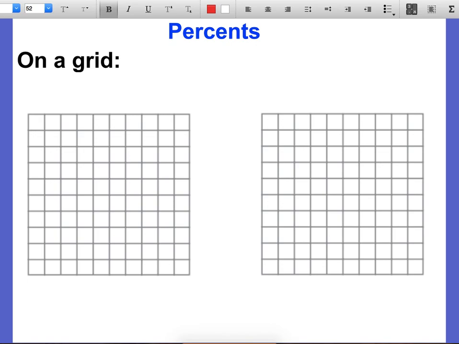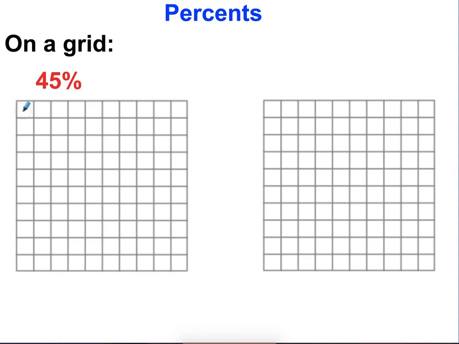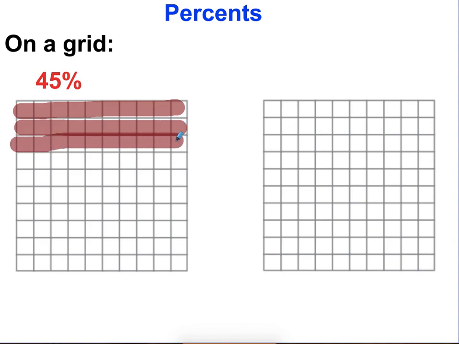Remembering that they're out of 100, let's look at a couple examples of what a percent looks like. Each of these grids has 100 on them. So let's say, what does 45% look like? If we're asked to fill that in, I'm going to go ahead and highlight this in here. So this would be 10, 20, 30, 40, and then 1, 2, 3, 4, 5. So that would be 45% if I look at it just on a grid out of 100.